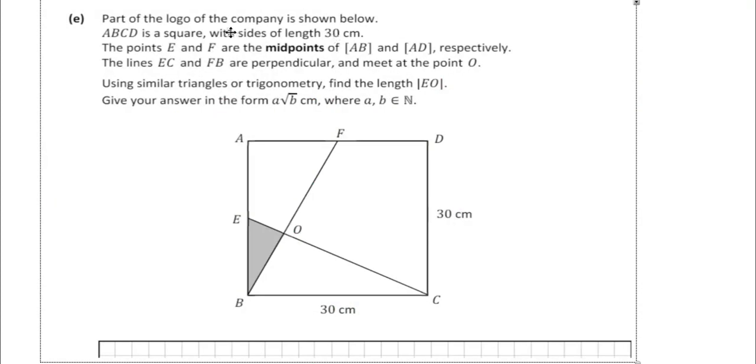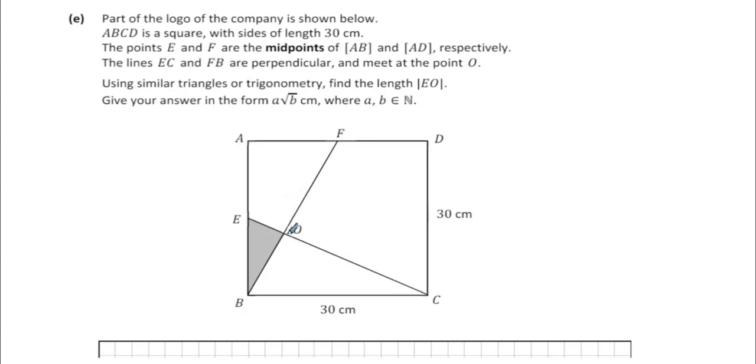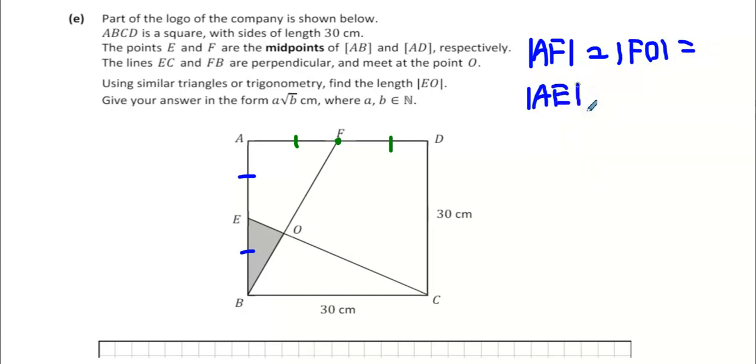However, the logo of the company is shown. ABCD is a square, great, 30 by 30. The points E and F are midpoints. So what they're saying is that that's the same length as that. We know all of them are the same length then, don't we? So AF is the same as FD is the same as AE is the same as EB. They're all 15.